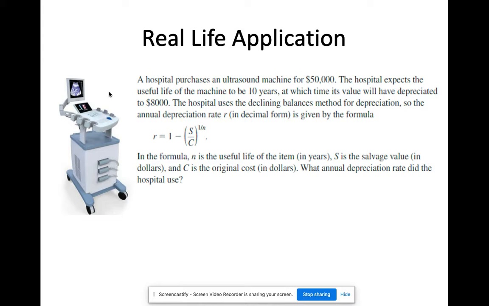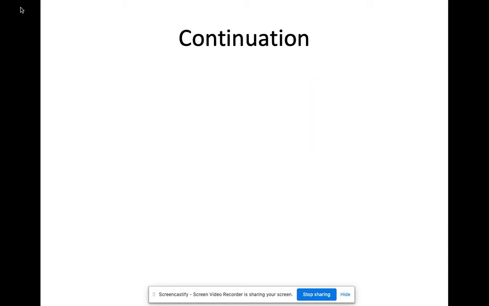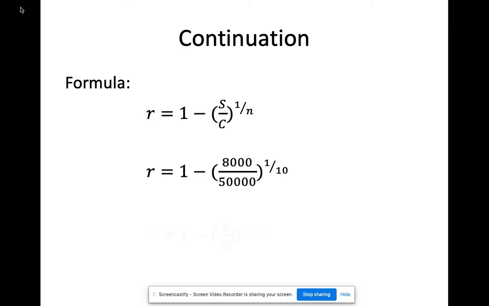Okay, let's look at the formula. So here N is the useful life. So the useful life of the ultrasound machine is about 10 years. So N is 10. Salvage value would be the value of the ultrasound machine after 10 years, which is about 8,000. And C is the original cost, which is $50,000. So basically, those are your values. So all you got to do is just simply plug these three values into the formula up there. So I'm writing it down again. Plug the numbers, simplify, and then you use a calculator.